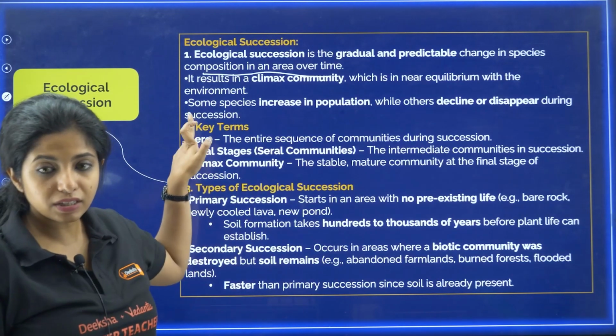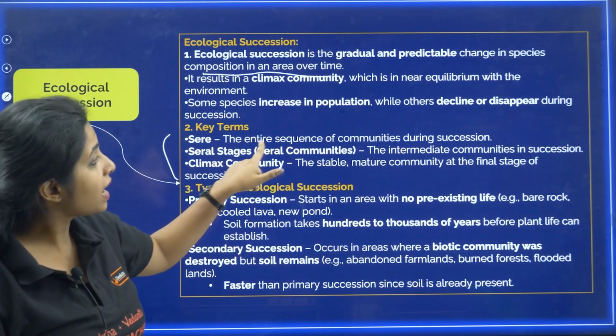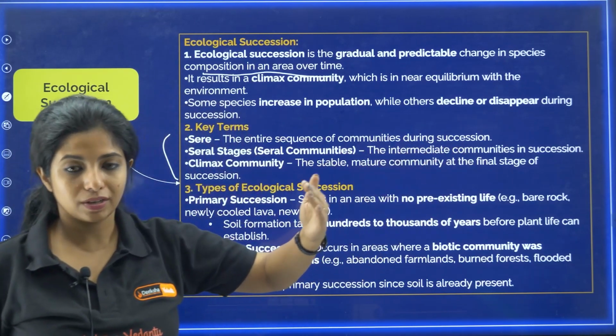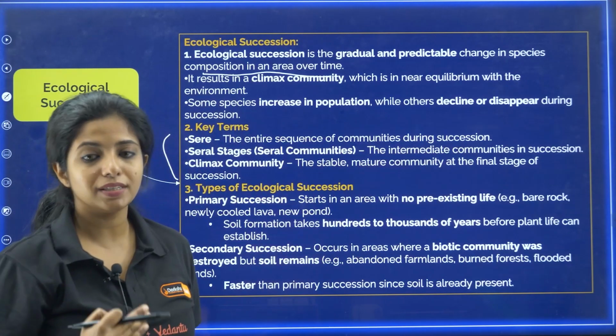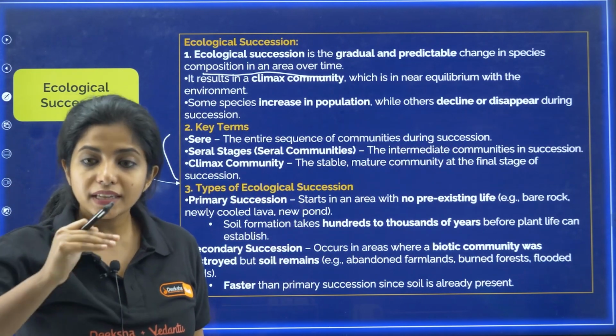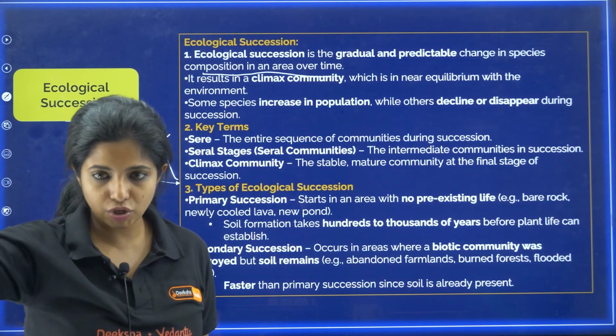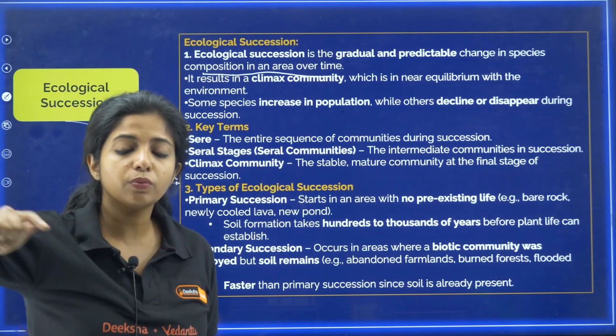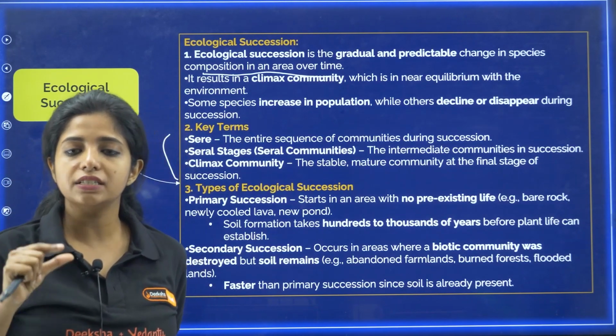Now, sere is there. What do you mean by that? There are certain key terms that you should know. Sere is the entire sequence of communities during succession. You know the sequence, the entire sequence is known as sere. Now, seral stages means the intermediate communities in the succession. All the in-between communities you get are known as seral stages.